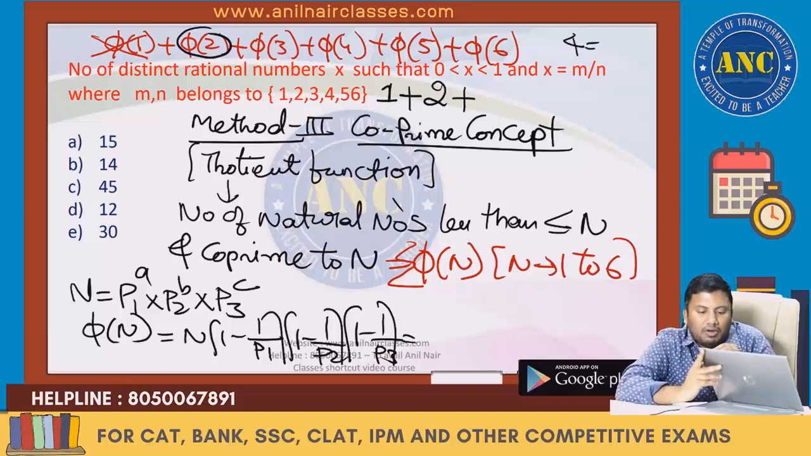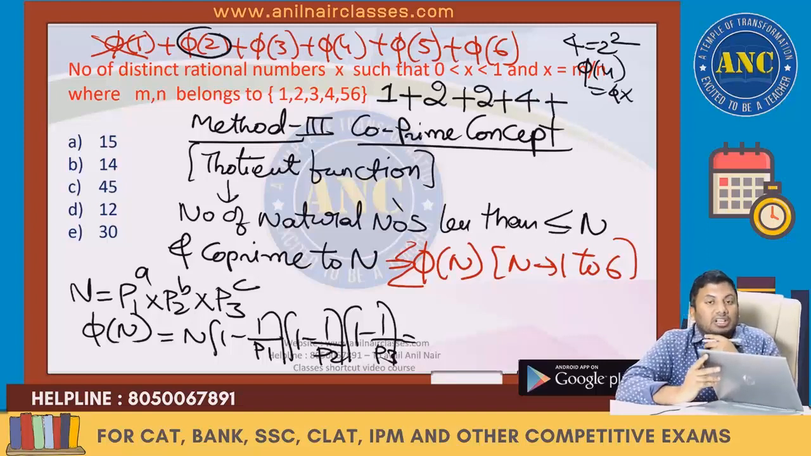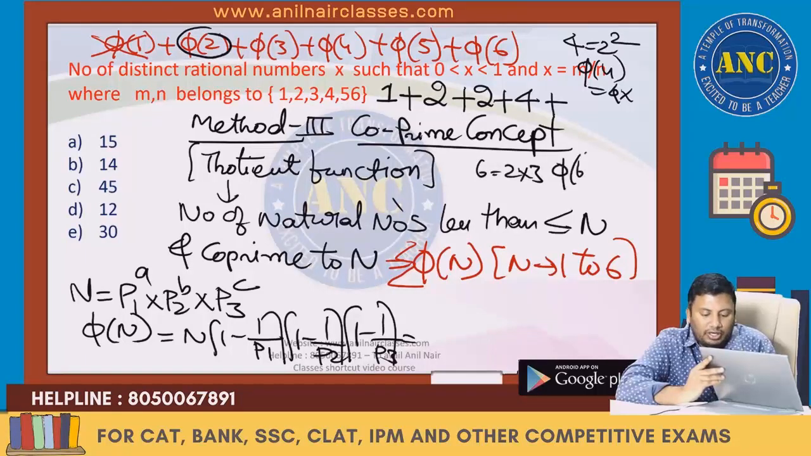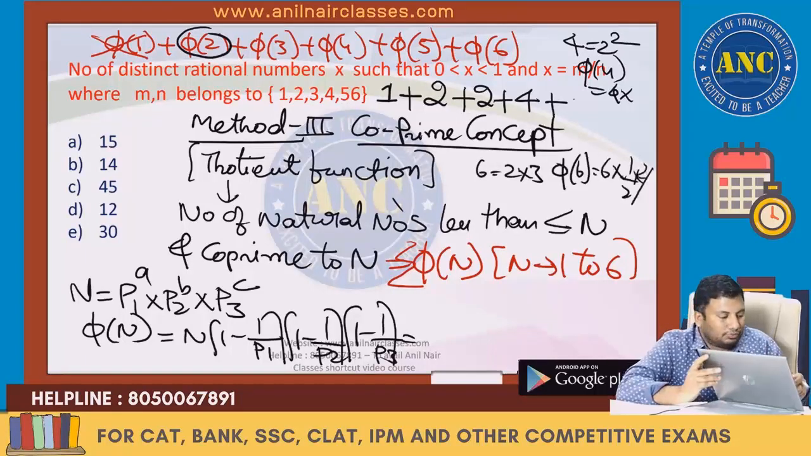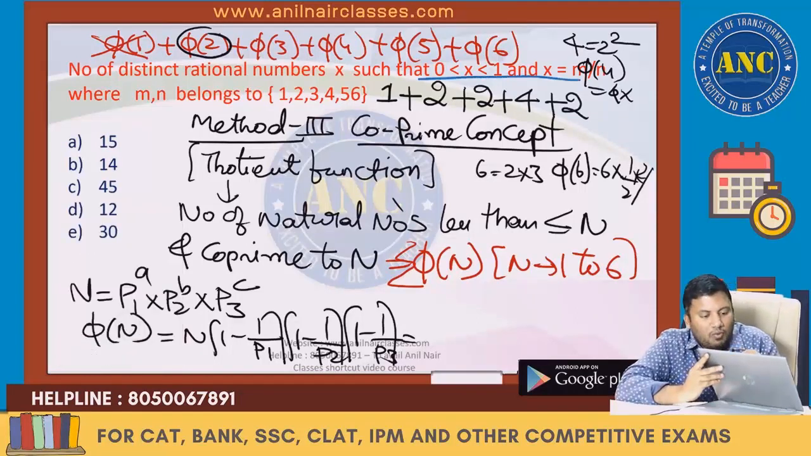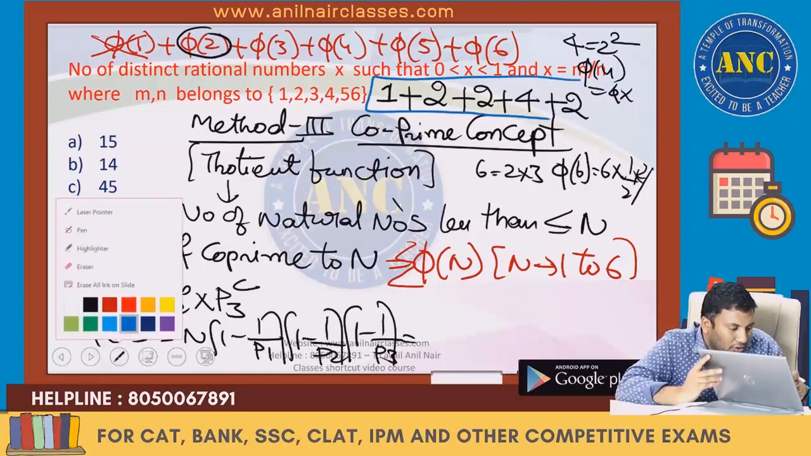Totient of 4: 4 is 2 squared, so totient of 4 is 4 into 1 by 2, which is 2. Totient of 5 is 4. Totient of 6: 6 is 2 into 3, so totient of 6 is 6 into 1 by 2 into 2 by 3, which is 2. So the answer for this question is 1 plus 2 plus 2 plus 4 plus 2, which should give you 11.